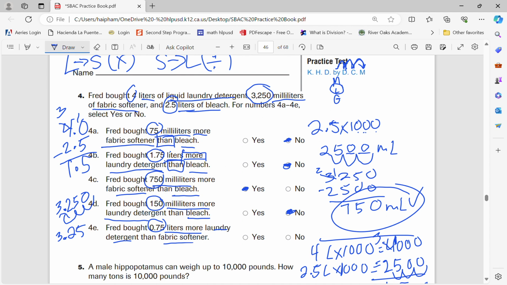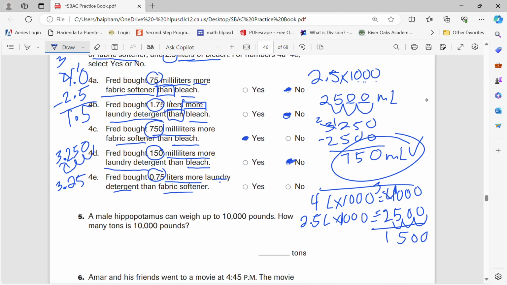Which would give me 3.25 liters. So now we can take that number and subtract it by our 4 liters of laundry detergent. So let's take 4 and let's go ahead and add our decimal point and make it an equivalent decimal and subtract that by 3.25. We need to regroup here. That will be 3. Regroup again. That will be 9. And this is 10. 10 minus 5 will be 5. 9 minus 2 will give me 7. And 3 minus 3 is 0, which is 0.75 liters, which makes this statement correct. So let's mark a yes there.